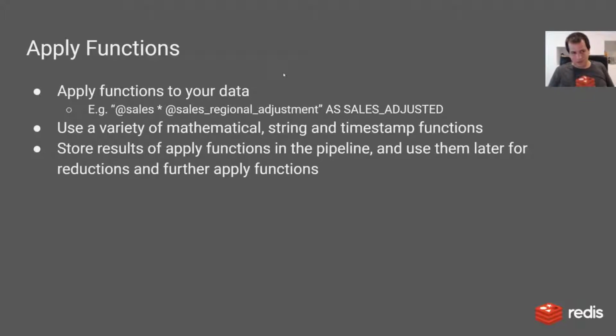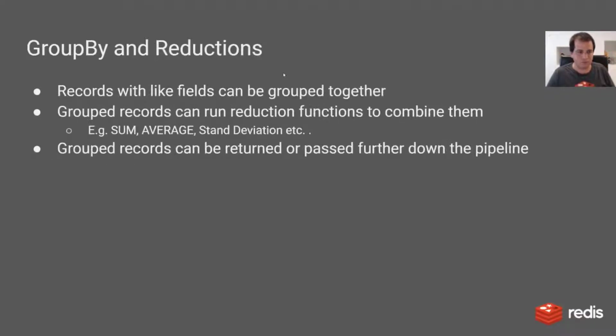This provides you the ability to do a variety of different mathematical, string, and timestamp functions and even geolocation functions on your different data. And then you can store the results of those apply functions in that pipeline and then use them further down for more reductions or other apply functions or other group bys and stuff like that.